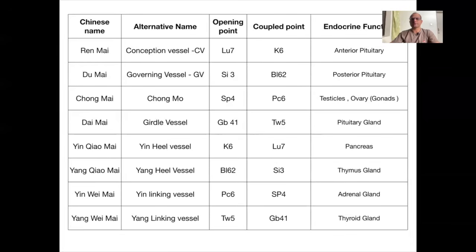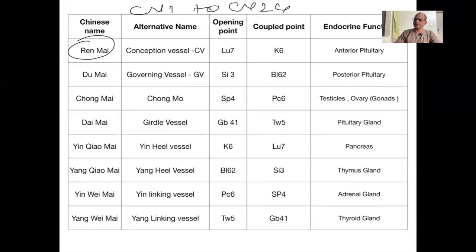Every extraordinary vessel has a connection with the endocrine glands. Every vessel is having a path. Like we are very much aware of the Ren Mai. हम जानते हैं कि Ren Mai का एक path होता है. Ren Mai meridian, CV meridian, CV1 से start होता है, CV24 पर खत्म होता है. So Ren Mai is starting from CV1 to CV24.